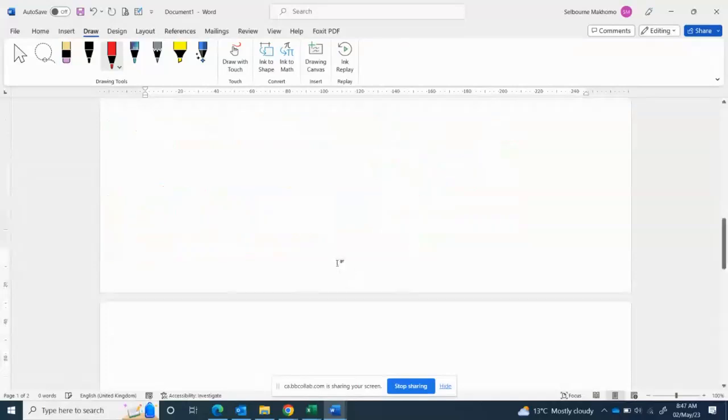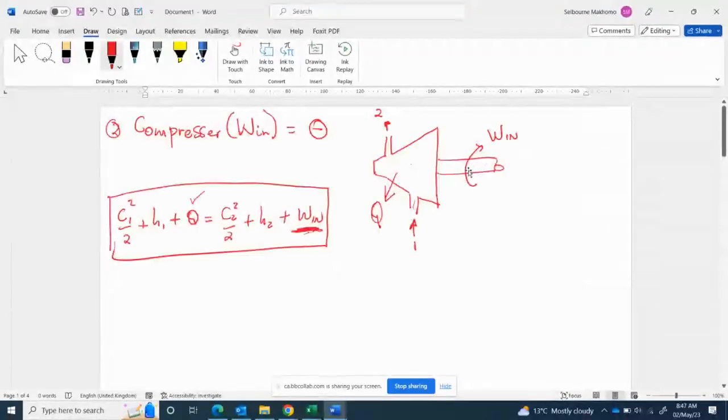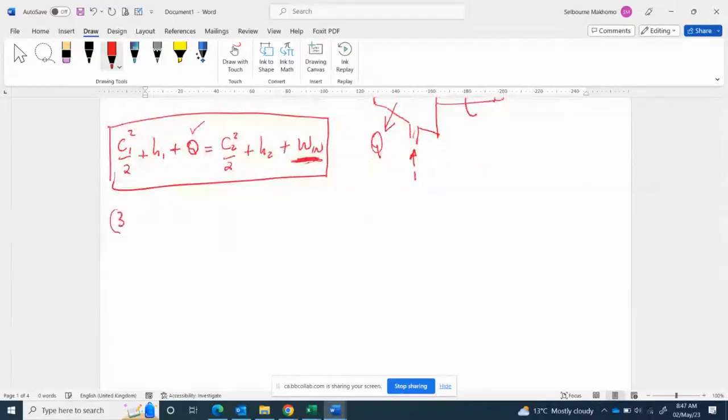So the third one is going to be a nozzle. In engineering, the function of a nozzle is to increase the velocity of a fluid at the expense of its pressure. Number 3 is the nozzle.